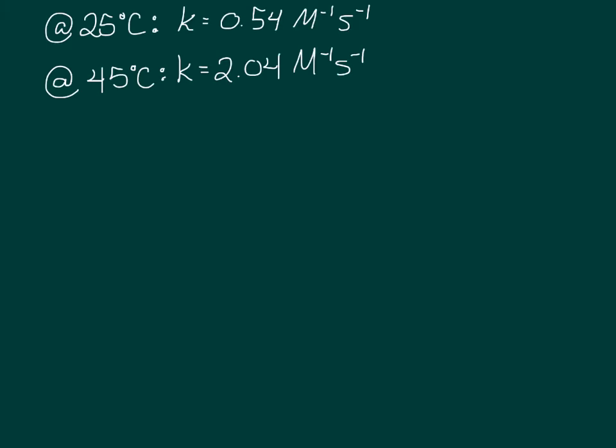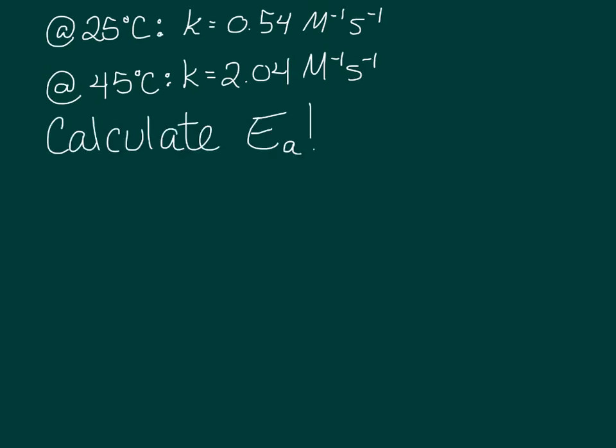So let's say we run some experiments and we determine that at 25 degrees Celsius, the rate constant for some reaction is 0.54 inverse molarity, inverse seconds, and at 45 degrees Celsius, so we increase the temperature, the rate constant has increased to 2.04. From just that information, we can calculate the activation energy for this process.